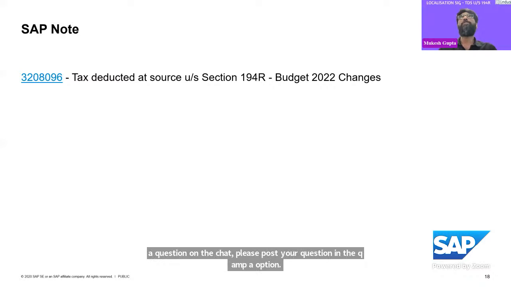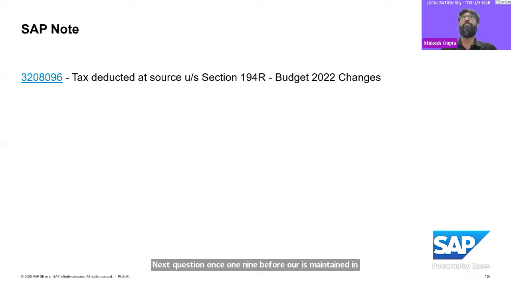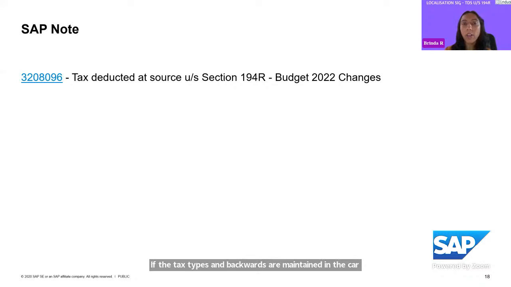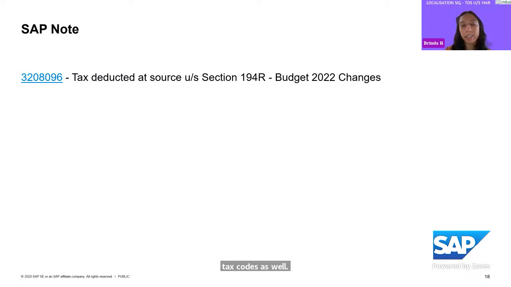Next question. Once 194R is maintained in customer master, will it affect the other billing, invoice, or payment posting? If the tax types and tax codes are maintained in the customer master, it will not impact. But if you're posting an invoice, in the withholding tax tab of your FP70 entries, you will get these newly created tax types and tax codes as well, which you will have to remove in case it is not required.